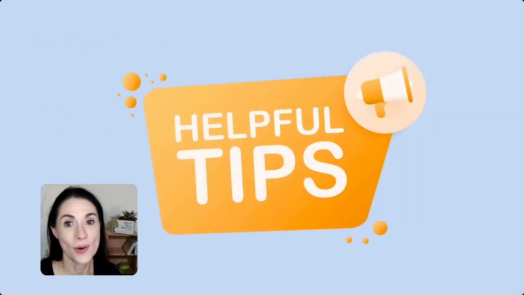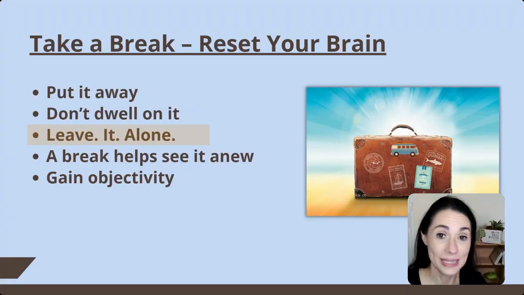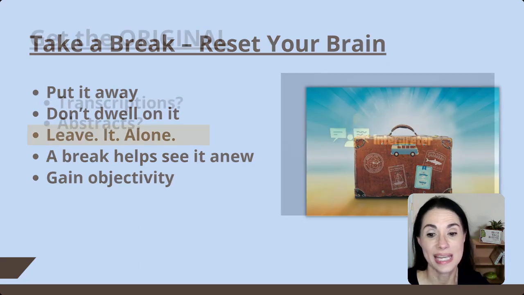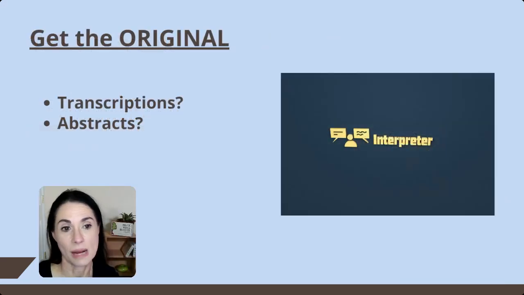Along the way, there are some things that I've learned that will help you be more successful. One thing that you can do is to take a break. Just let your brain rest, quit thinking about the problem for a little while, and then come back to it. When you come back to it, it will give you a great objectivity and you can see things that you missed the first time around.